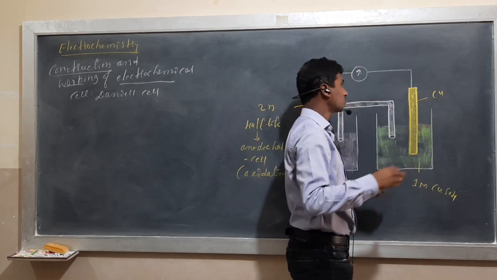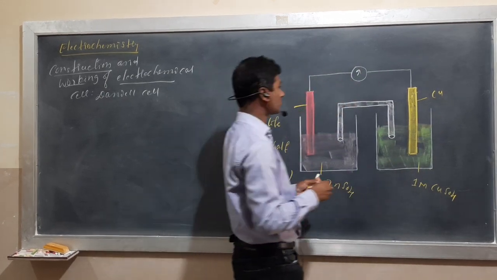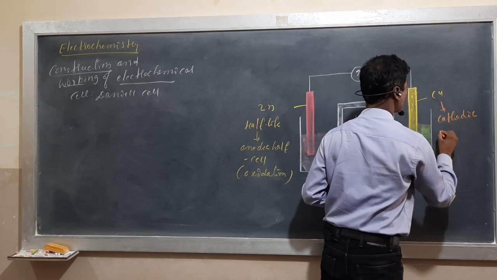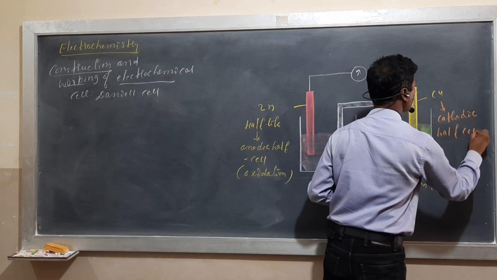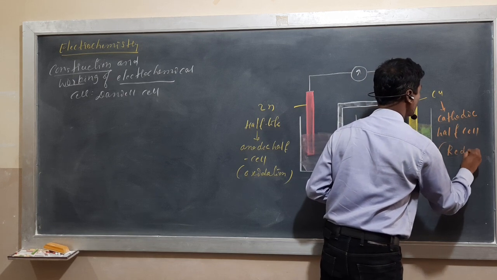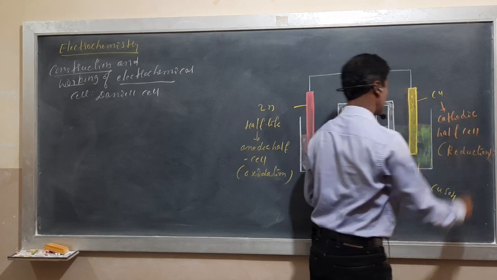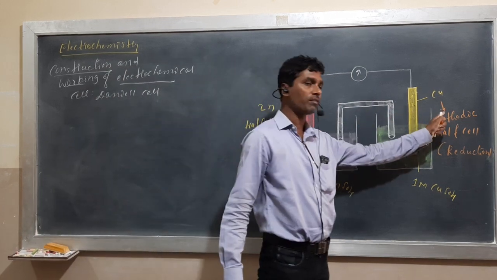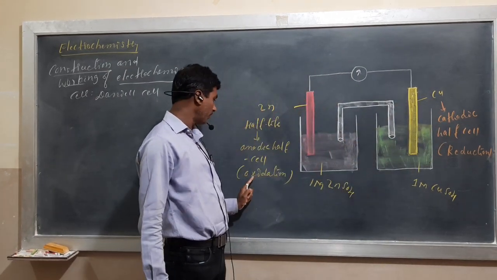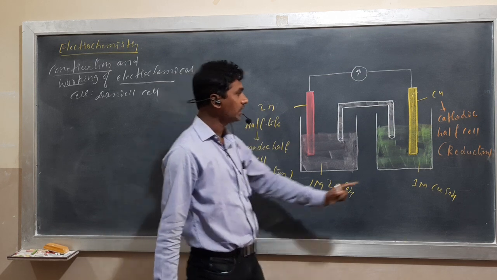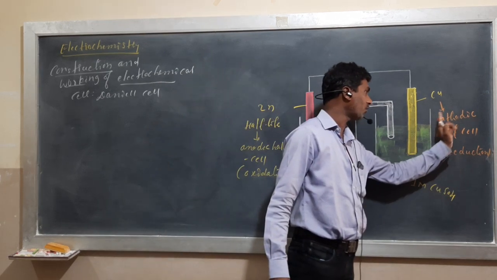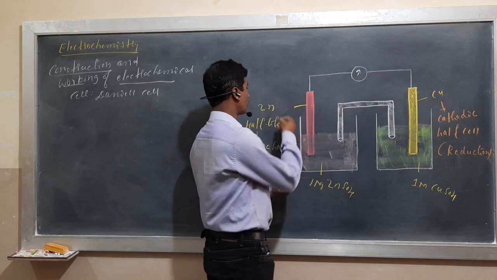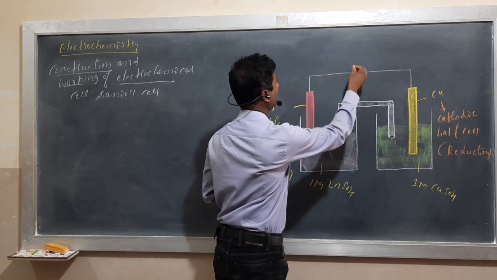The copper electrode is another half cell, called the cathodic half cell. Why is it called a cathodic half cell? Because reduction takes place, which means gain of electrons. Zinc is the anodic half cell and copper is the cathodic half cell. The half cell where oxidation takes place is called the anodic half cell, and where reduction or gain of electrons takes place is called the cathodic half cell.